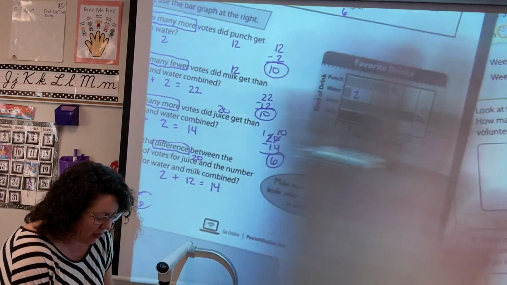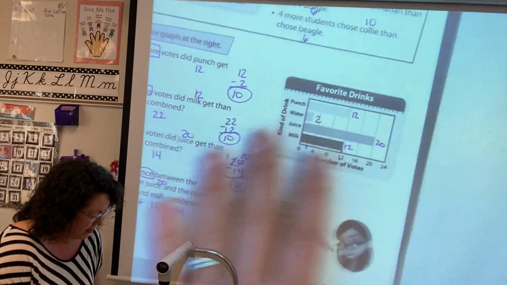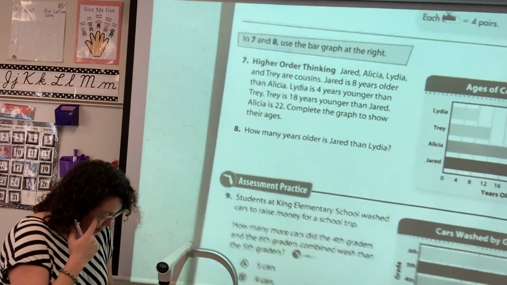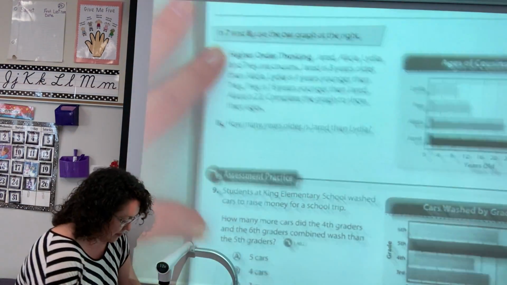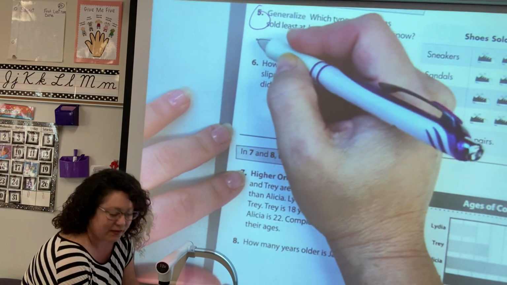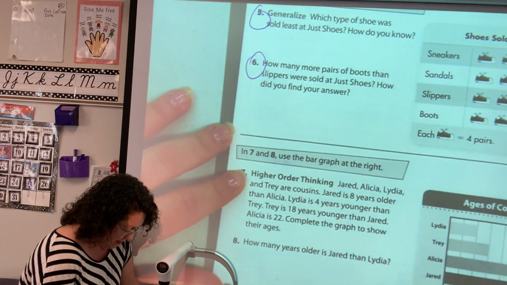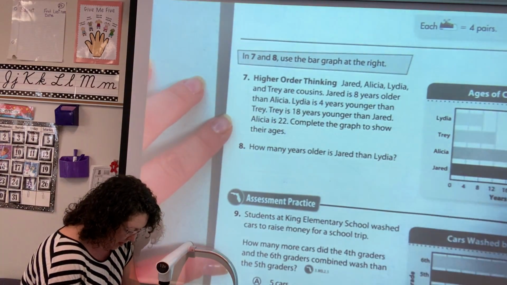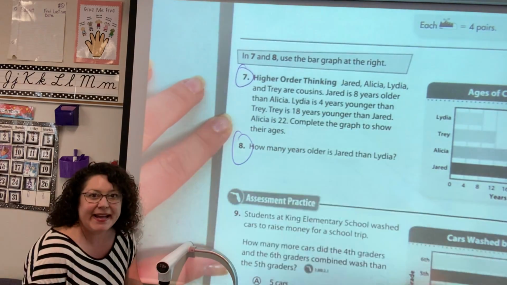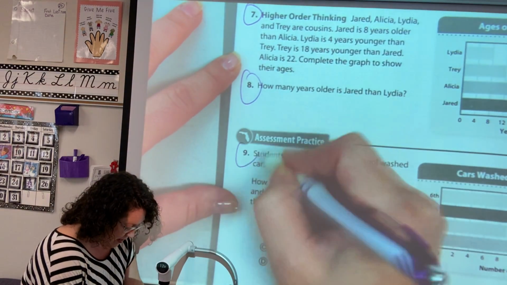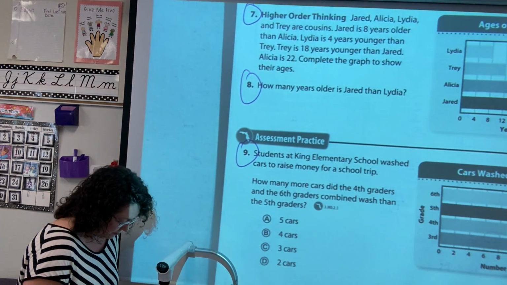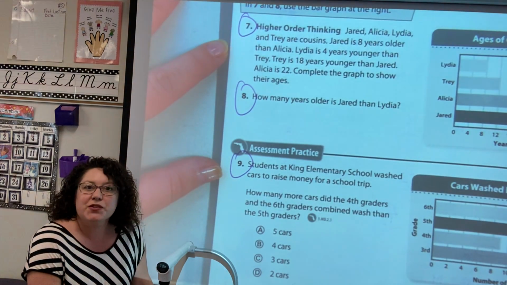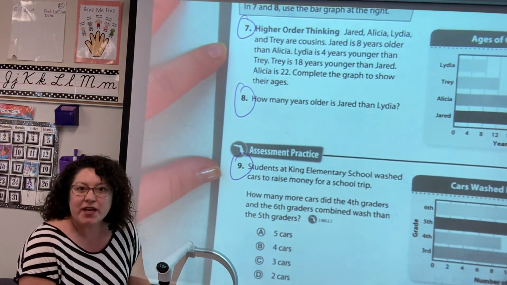What you're going to do on your own is turn it over, and you're going to finish the back. Number 5, number 6, number 7, and number 8, and number 9. Okay? Make sure to get it checked. No discussion post today.